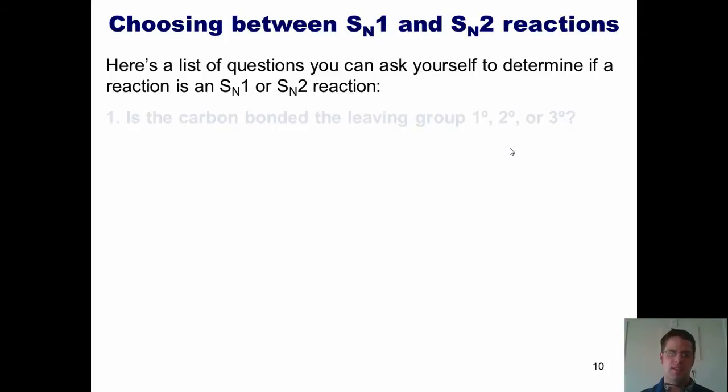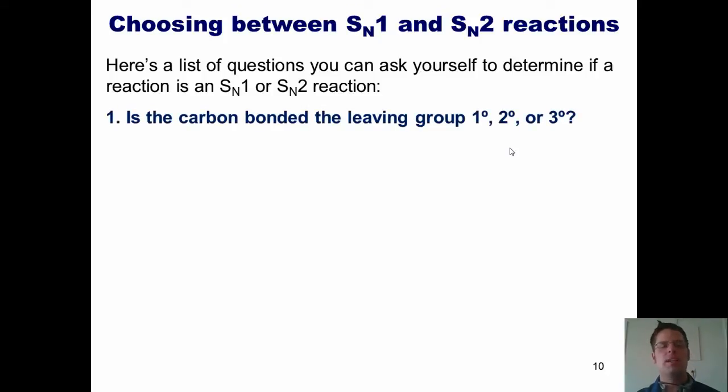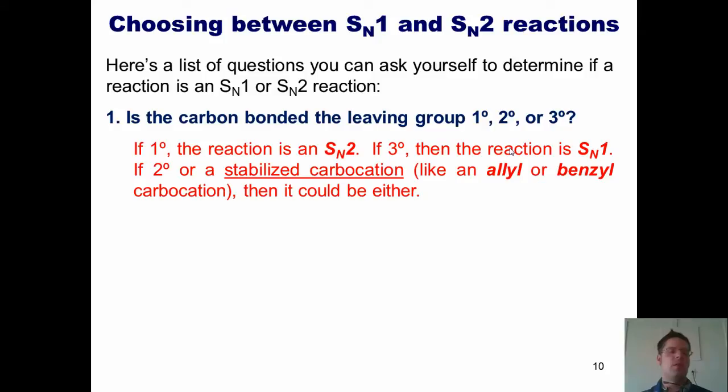Question number 1 is this: is the carbon bonded to my leaving group primary, secondary, or tertiary? If it's a primary, then the reaction goes SN2. If it's tertiary, then the reaction is SN1. If it's secondary, or if it's a stabilized carbocation such as an allyl or a benzyl carbocation, then it could be either of the above.